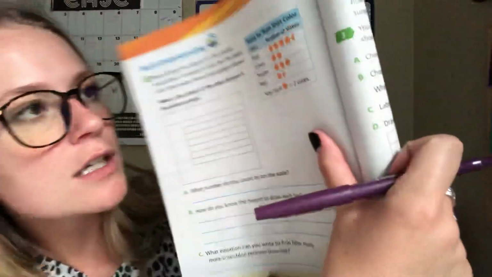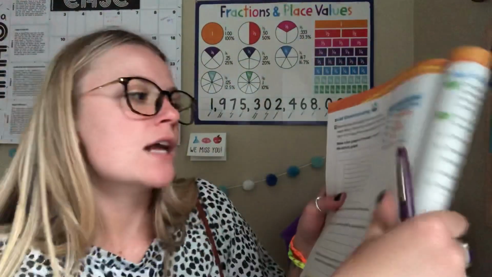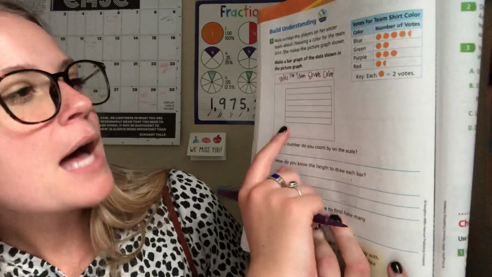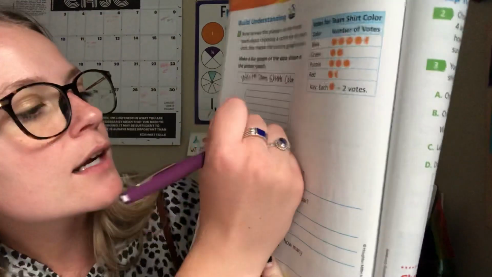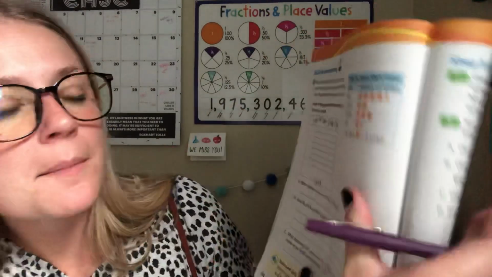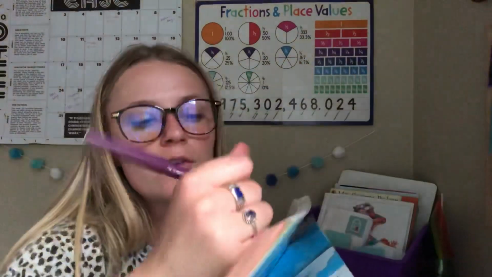So the titles are gonna be the same. Votes for team shirt color. So that goes on the top. So you'll write that in. Votes for team shirt color. Then on the bottom is going to be the colors, the color types. And on the side is going to be the number of votes. So we got all that information from the picture graph over there.